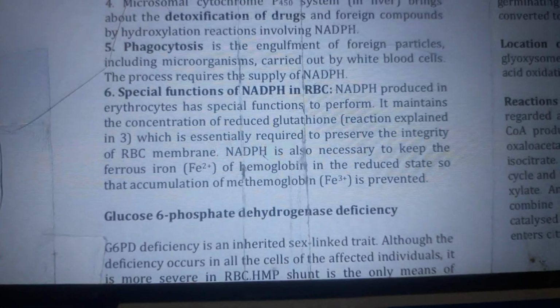Microsomal cytochrome P450 system in liver brings about the detoxification of drugs and foreign compounds by hydroxylation reactions involving NADPH. Phagocytosis is the engulfment of foreign particles, including microorganisms, carried out by white blood cells. The process requires the supply of NADPH.